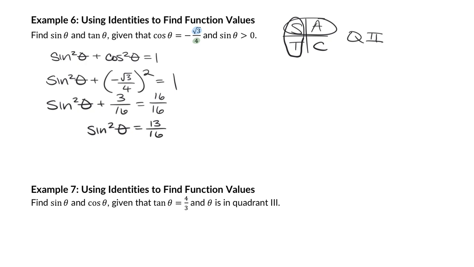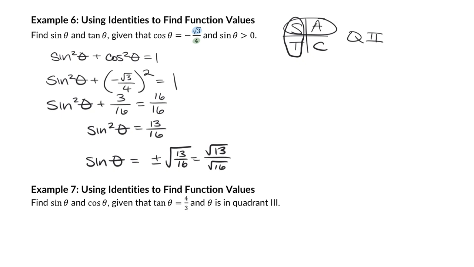Remember, that was the question. Find sine of theta. But right now I have sine squared of theta. How do you get rid of a square? Square root. So sine of theta is going to be equal to the plus or minus square root of 13 over 16. There is a rule with fractions underneath square roots that you can split it. Square root on top, square root on bottom.